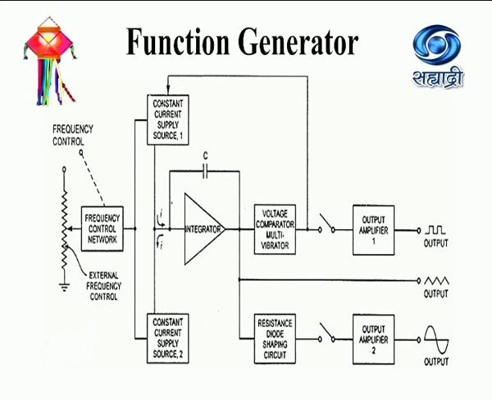So the output of this integrator is connected to voltage comparator, or you can say the multivibrator circuit. So this block generates square waveform. Then the output of this integrator is also connected to resistance diode wave shaping circuit, and this block will generate sinusoidal waveform. So in the final output, we will get three types of waveform, that is sinusoidal waveform, triangular waveform, and square waveform. So let's see the explanation of each block.